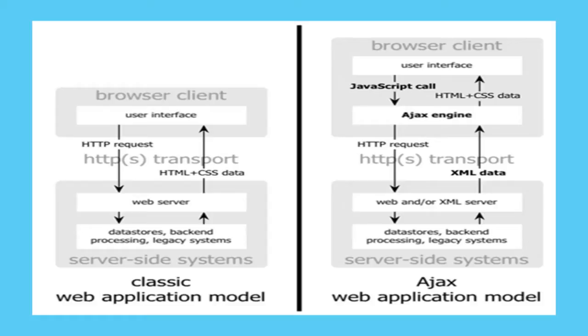But on the Ajax web application model, there's a difference. In the browser client, you've got the client user interface, but you've got JavaScript with it, and also an Ajax engine in it. And on the server side, you've got the response, which is responding to the client request in XML format, which is different from what we've seen in the classic web application model.